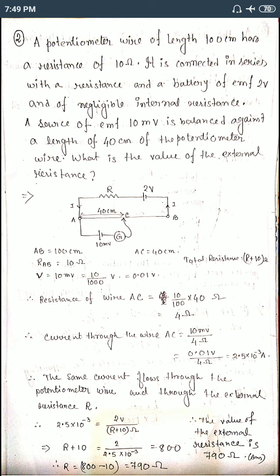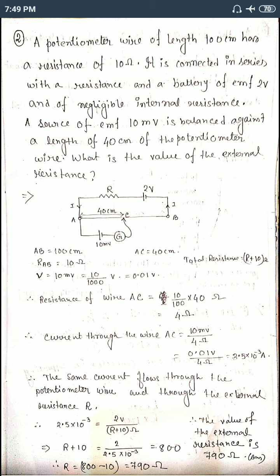So what can we write? In the other circuit, I equals V by R. V is given, that is 2 volt, divided by R plus 10 ohm. The I value we know is 2.5 into 10 to the power minus 3. We use Ohm's law. We apply Ohm's law in the external circuit or the larger circuit. This is a smaller circuit where the galvanometer is attached, and the other has the external resistance. This is the larger circuit or the main circuit.